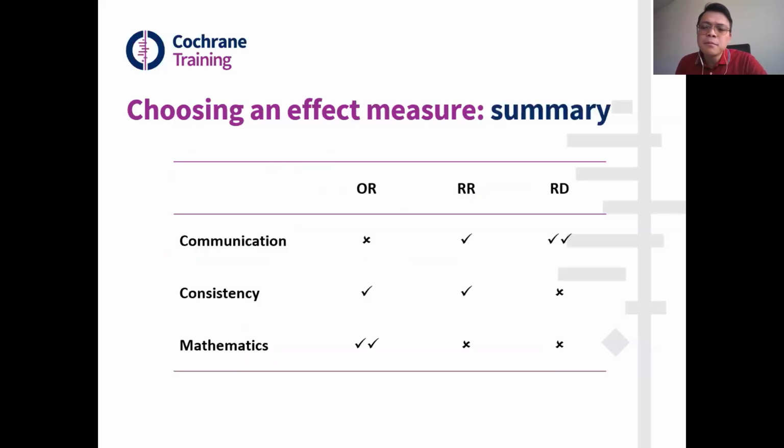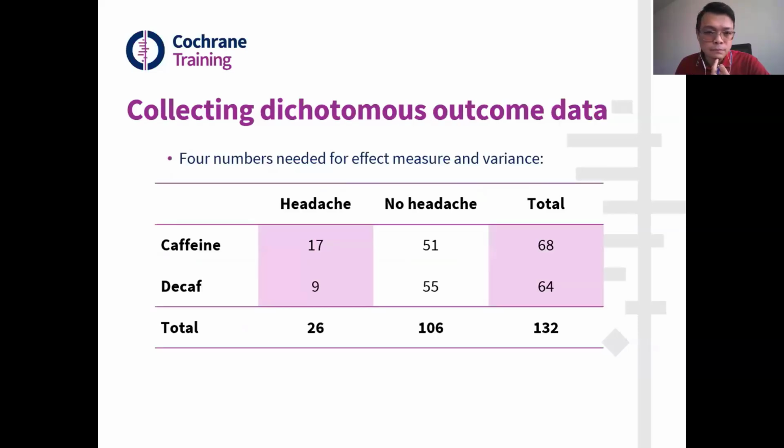So this table provides us a summary, a handy overview of the properties of effect measures for dichotomous outcomes in terms of communication, consistency, and mathematical aspects. So what data do we need to collect to analyze a dichotomous outcome? The 2x2 table is key.